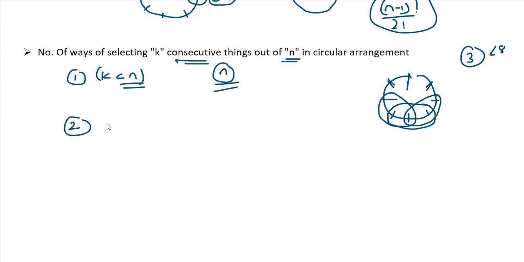In the second case, when k is equal to n, you can just think of it mentally, it can be done in only one way. There is no other way. You have to select all the people and they have to be in a consecutive manner, so there will be only one way in which this can be done.